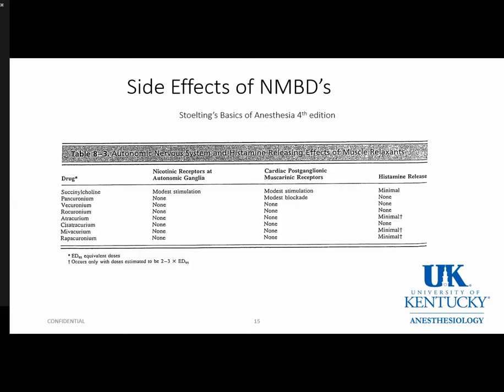Here are side effects of neuromuscular blocking drugs. Succinylcholine can certainly have some stimulation at the autonomic ganglia, can have modest stimulation at the muscarinic receptor, causing the bradycardia that we mentioned, and also can result in an allergic response due to its minimal, although detectable, histamine release.